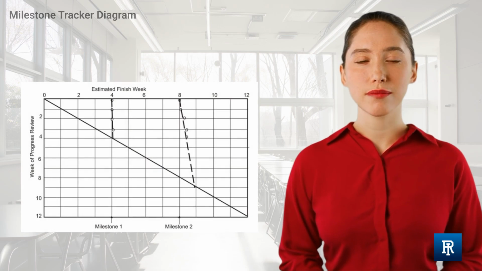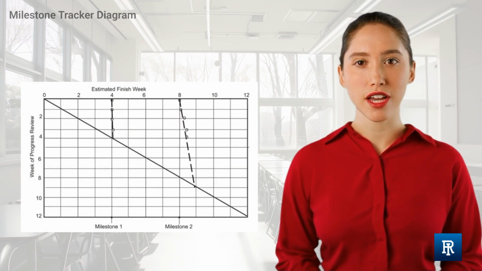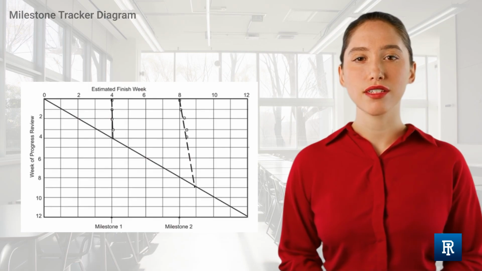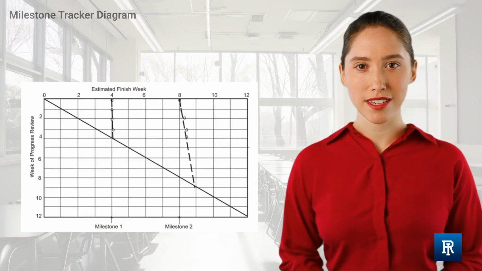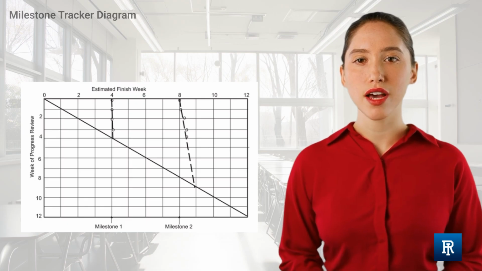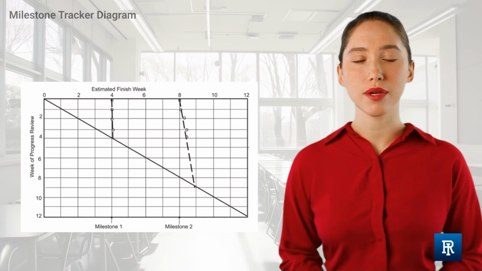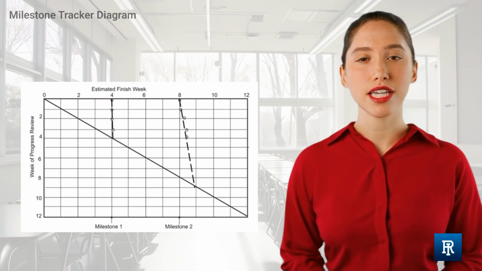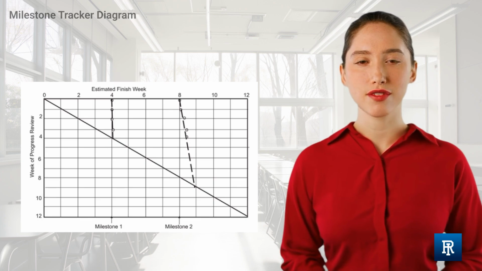The following example is of a milestone tracker diagram where the progress of 2 milestones has been illustrated. The planned finish dates of Milestone 1 and Milestone 2 are Week 4 and Week 8, respectively. According to this tracker, Milestone 1 is on track while Milestone 2 has experienced some delays, and thus its predicted finish date is Week 9 instead of Week 8.